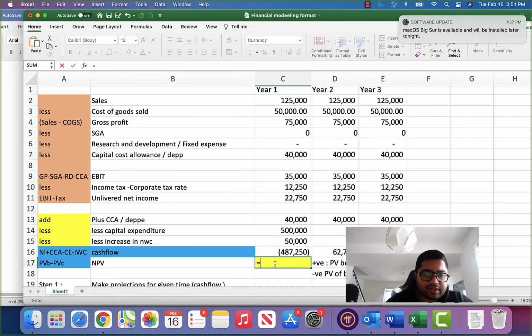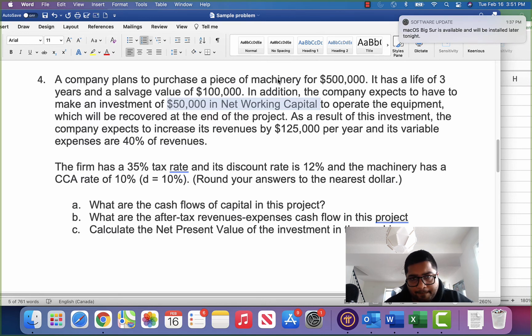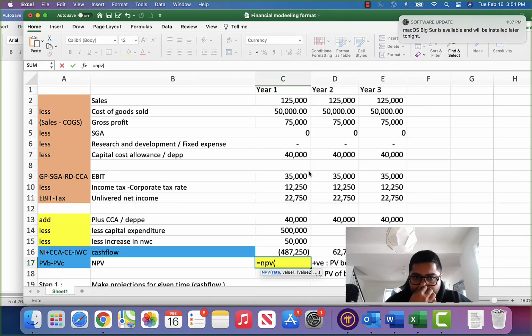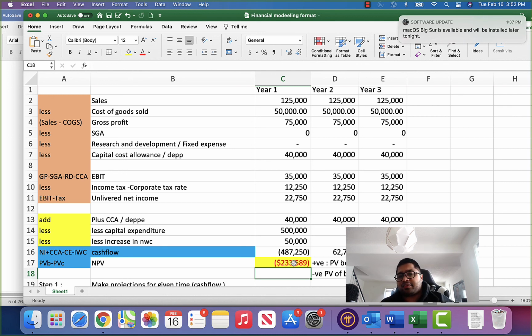So if you calculate net present value, what is the rate of discount? Rate of discount is 12%. Okay, and these are the cash flows. So NPV is negative, that is, benefits are less than cost. So you would not go for it.